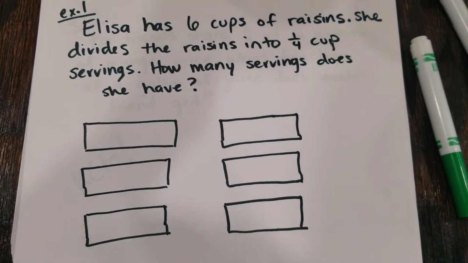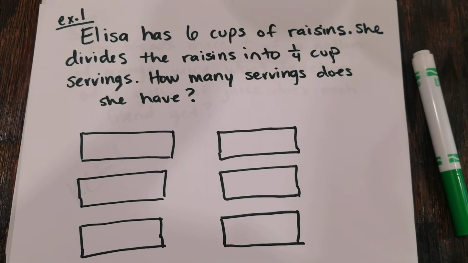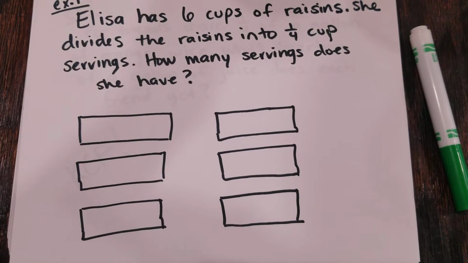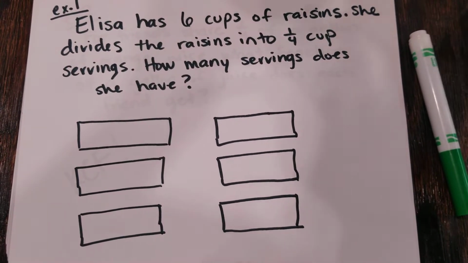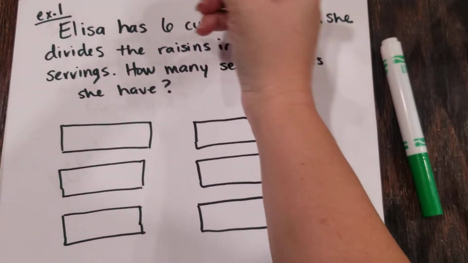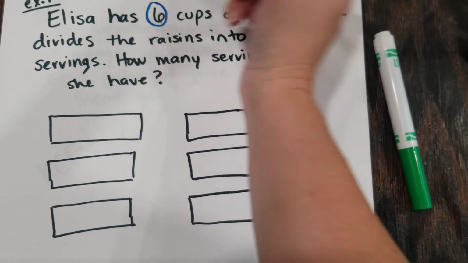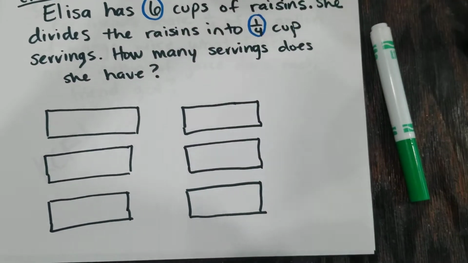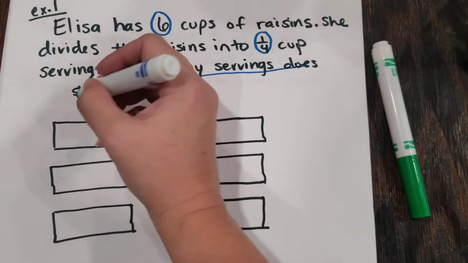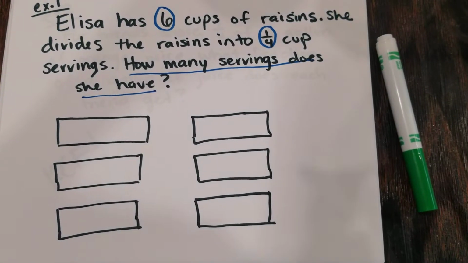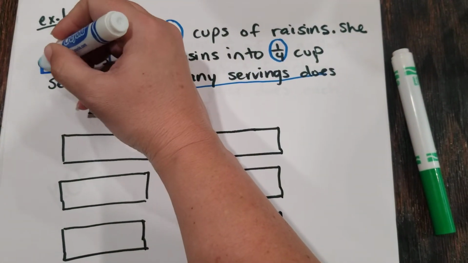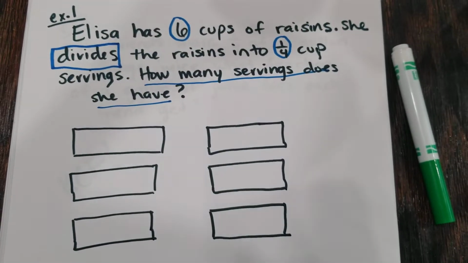Okay, example number 1. Elisa has 6 cups of raisins. She divides the raisins into 1/4 cup servings. How many servings does she have? So with all word problems, we like to circle our numbers. We got 6 and 1/4. Underline our question. How many servings does she have? And then we want to box our keyword. And this keyword is very, very nice for us because it tells us the operation right away. So we're going to divide.